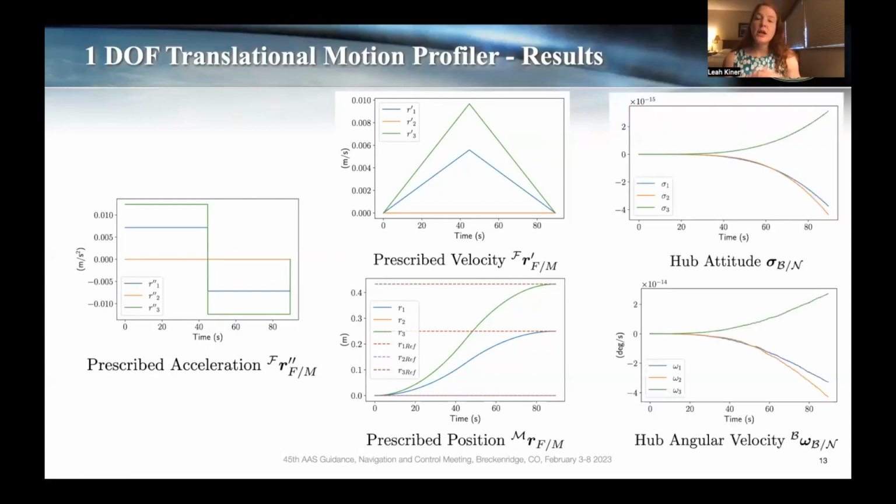And then our position is seen here to converge to our reference vector components in a parabolic way. And we also see here that because this is a translational maneuver, we're not expecting our hub attitude to shift or our hub angular velocity to shift, and our axes are on the order of 10 to the negative 15, 10 to the negative 14. So this is as accurate as we need to see here, so we can essentially confirm that these results are as we expect for these equations of motion that we have derived.